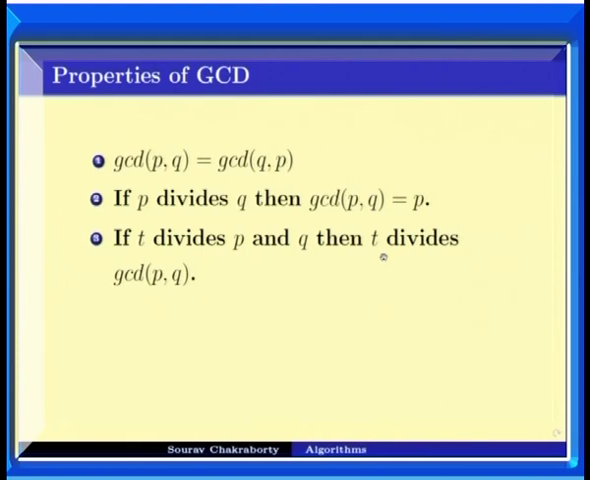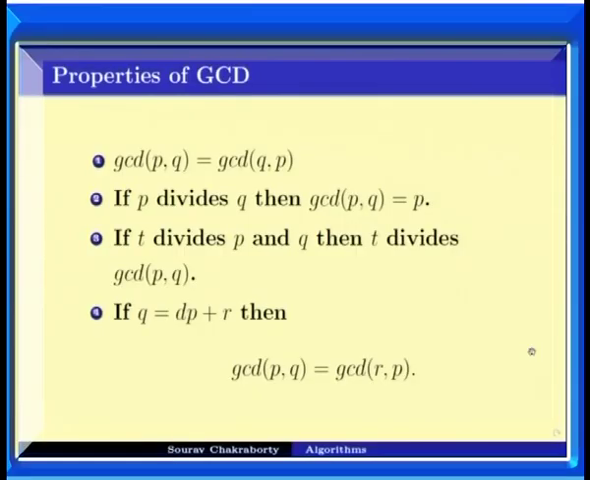And the third one, which was the more interesting one, is that if some other number t divides both p and q, then t divides the GCD of p and q. This possibly requires a small proof. We had seen this one in the last lecture, so I will not go into the details of this proof right now. But here comes the need to understand GCD better. There is one more trick that we can apply, a trick we have not seen earlier.